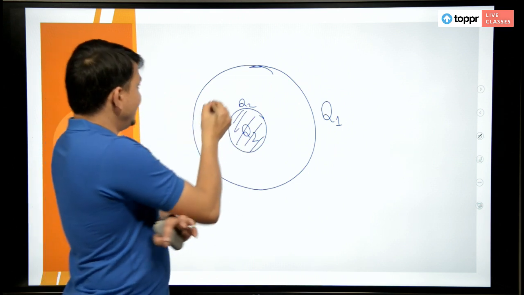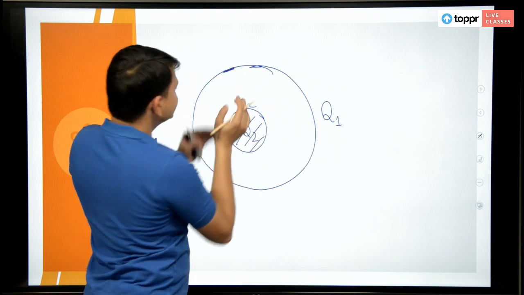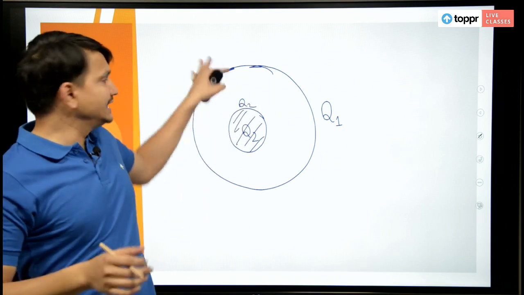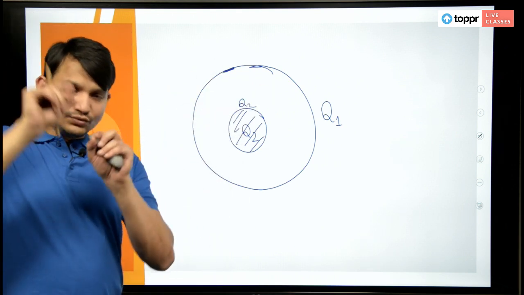Now if we consider the microscopic part inside the bulk of this shell, you can say that there is no electric field throughout the shell.